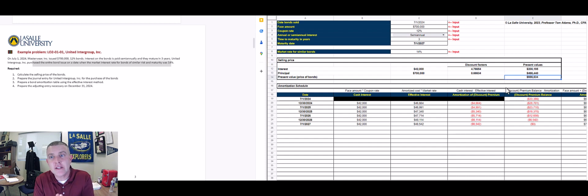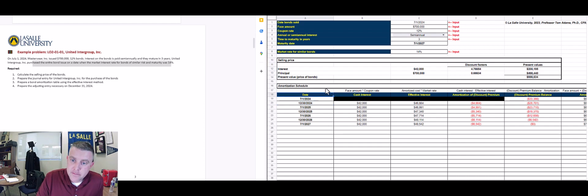So this makes sense because Masterware is offering 12% when other companies are offering 14%. So Masterware has to lower their price from $700,000 to $666,634. All right. So last thing now is our loan amortization table, or our bond amortization table. Now this is a very useful table because it allows us to record all of our journal entries for the life of this bond, or this bond investment. Okay?